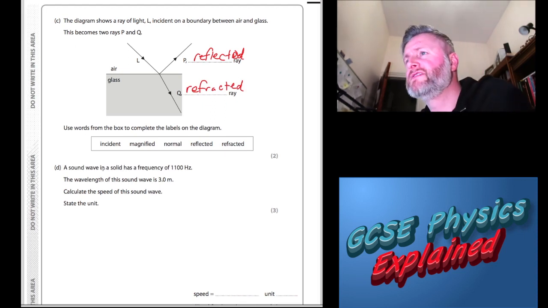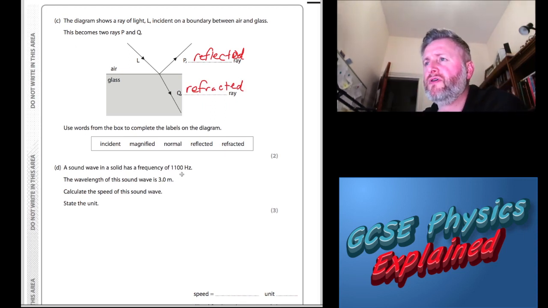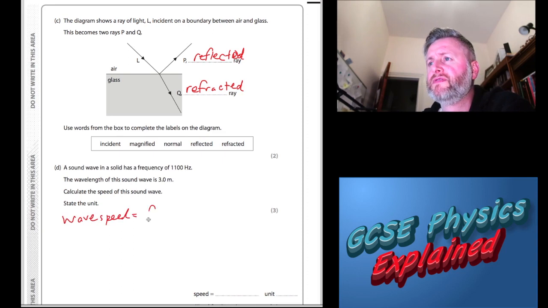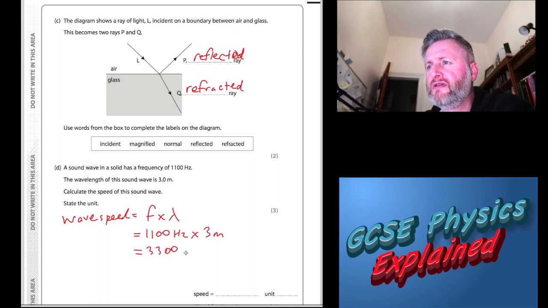A sound wave in a solid has a frequency of 1100 Hz. The wavelength of this wave is 3 meters. Calculate the speed. So wave speed equals frequency times by wavelength. So that will be 1100 Hz multiplied by 3 meters, and that's 3,300 meters per second. So the unit is meters per second, and the answer is 3,300.